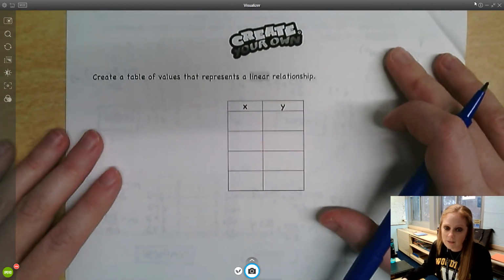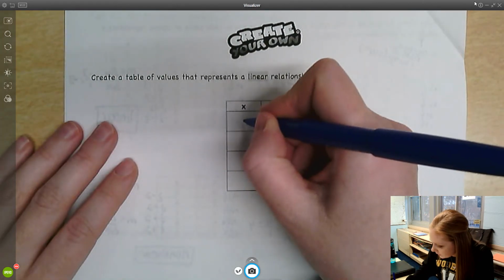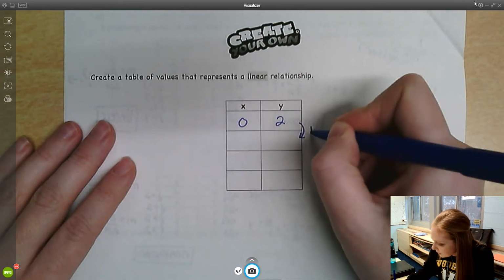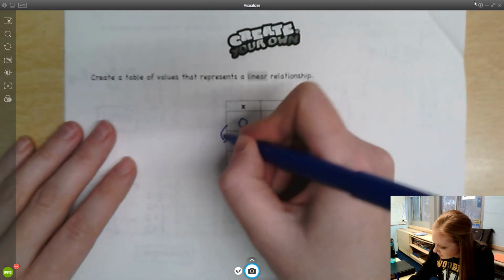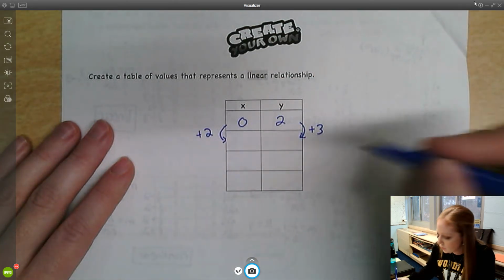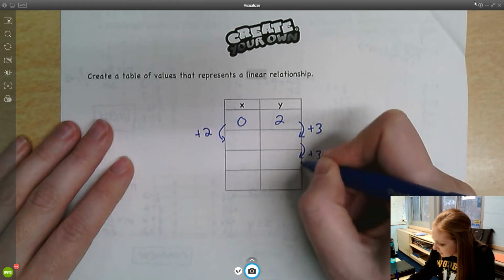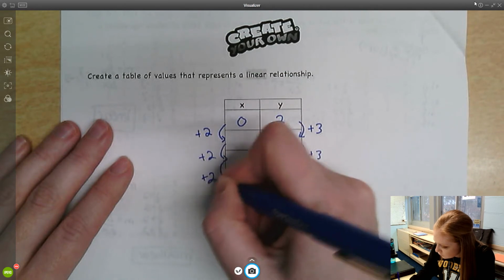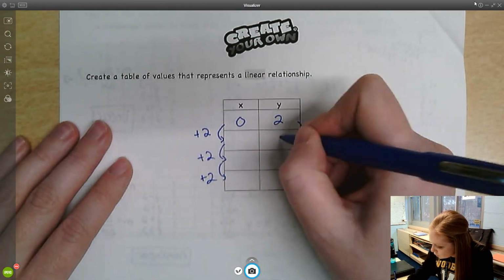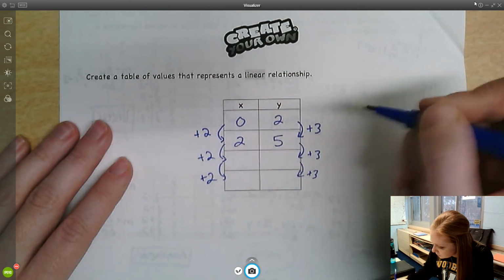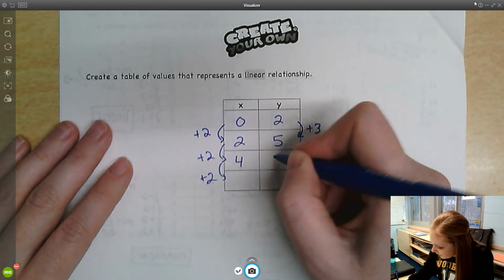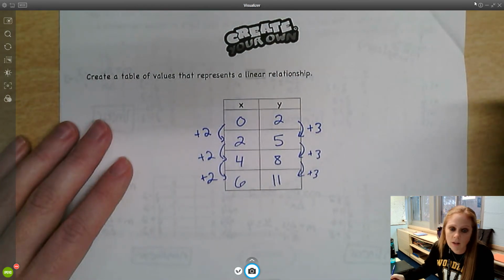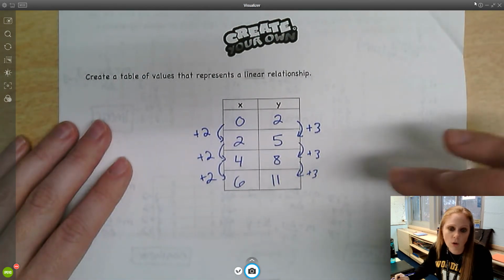And then lastly, we just have you creating your own table that represents a linear relationship and then nonlinear. So linear means it has to have a constant rate of change. So let's see, maybe I'll start off easy with 0, 2. And then maybe I'll say we're going to add 3 for my y's and add 2 for my x's. If it's linear, it has to be a constant rate of change. So that means we're going to be doing the same rate of change the entire time. So 2 plus 3 is 5, 0 plus 2 is 2, 2 plus 2 is 4, 5 plus 3 is 8, 4 plus 2 is 6, and 8 plus 3 is 11. Our slope or our rate of change is 3 over 2 the whole time here.